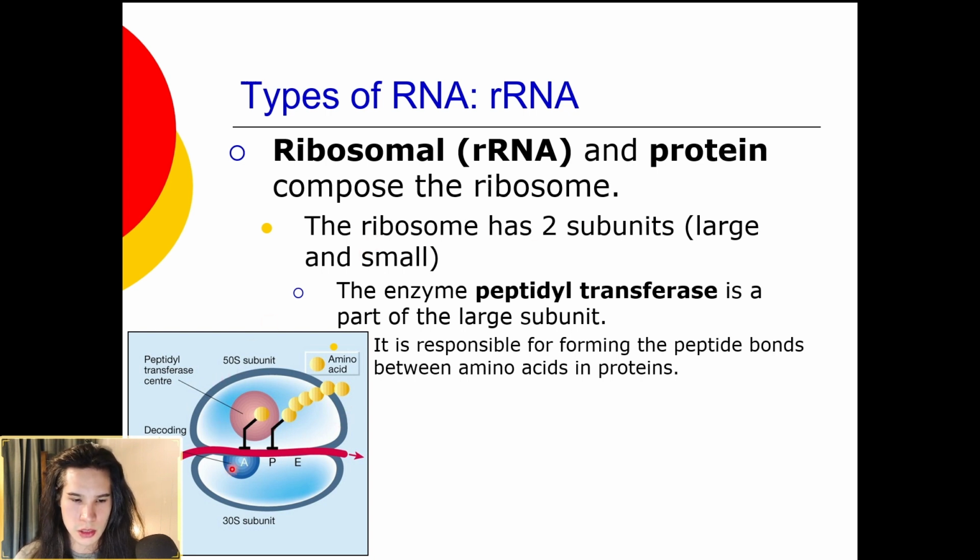So here's the large subunit, here's the small subunit, and contained within that large subunit, you're going to have this enzyme, peptidyl transferase. "Ase" means it's an enzyme, "transfer" means it's transferring something, and "peptidyl" means it's probably transferring something involving a protein of some sort. That's going to be part of the large subunit. So peptidyl transferase is responsible for forming those peptide bonds in between your amino acids to make the proteins.